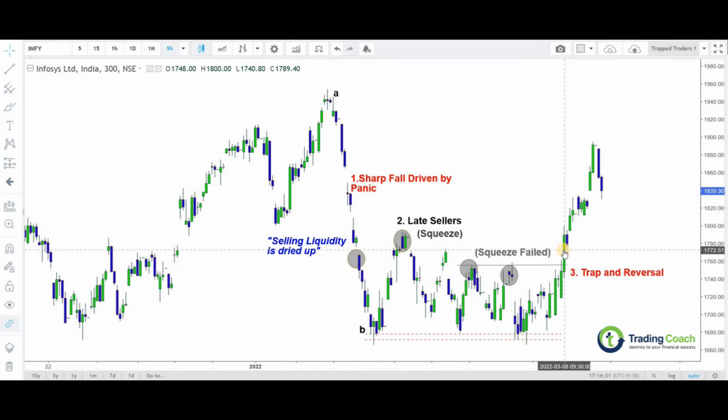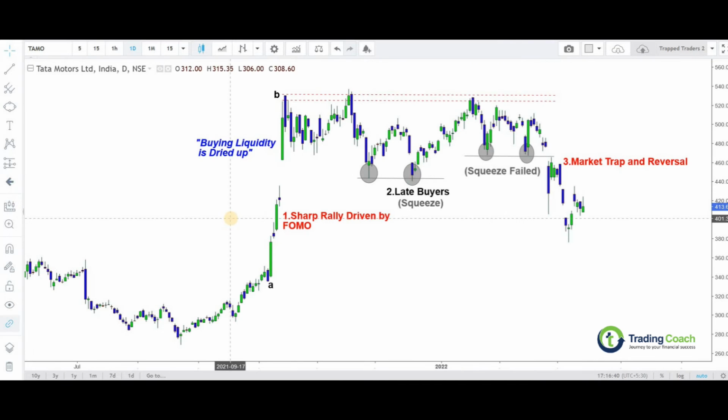So let us look at one more example. So here is another chart. So this is Tata Motors 1-day time frame. And here we can see a similar price action, except in this particular case, you can notice that the market has actually broken on the downside. So here we had a nice upside rally, which is actually driven by the fear of missing out. All these buyers are buying the stock. They have this FOMO, the fear of missing out on this entire rally. So they're just pushing the prices upside.